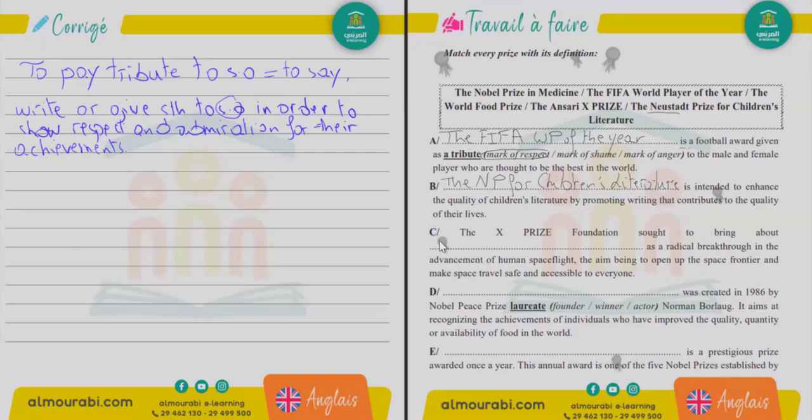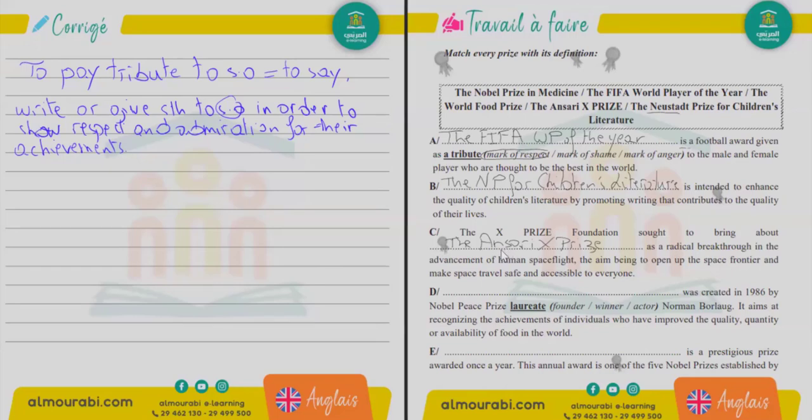Now, and the next one, C here. Anyone to read about C? Yes, please go ahead, Yassine. The X Prize Foundation sought to bring about the Ansari X Prize as a radical breakthrough in the advancement of human spaceflight, the aim being to open up the space frontier and make space travel safe and accessible to everyone.